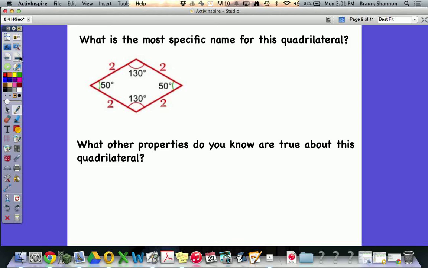So on this example, if I'm looking at this quadrilateral, I've got 4 sides congruent. Okay, and so with 4 sides congruent and opposite angles congruent, this quadrilateral's most specific name would be a rhombus. And so again, call it by its most specific name. Even though it is a parallelogram, its most specific name would be a rhombus. And so other properties that we would know are true about this quadrilateral, we've already got all 4 sides congruent, we've got opposite angles congruent. We would also know that the diagonals bisect each other.